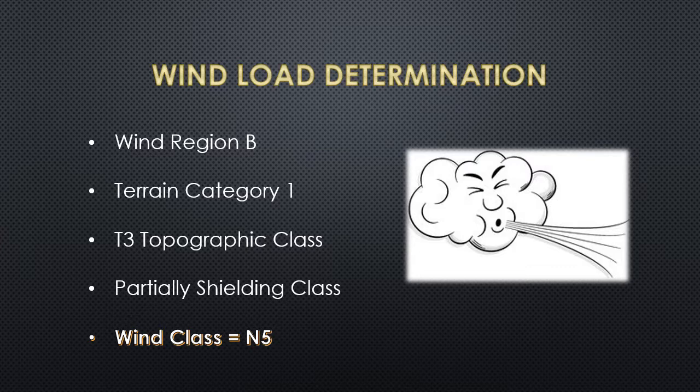The topographic classification was T3. This determines the wind effect of a building due to its location, for example on a hill or a ridge. Our shed was classed as being partially shielded, meaning that there were at least 2.5 houses or sheds per hectare. Combining all of the above, we were given a wind class of N5 and given parameters to determine serviceability and ultimate limit state, which helped us design the rest of our shed.